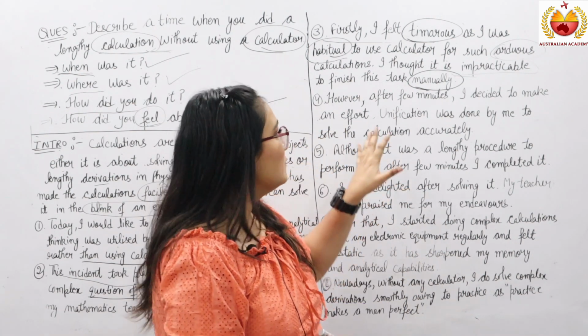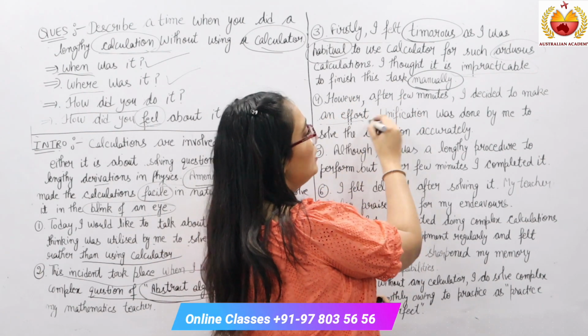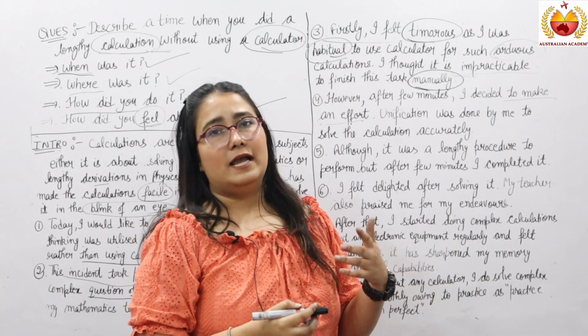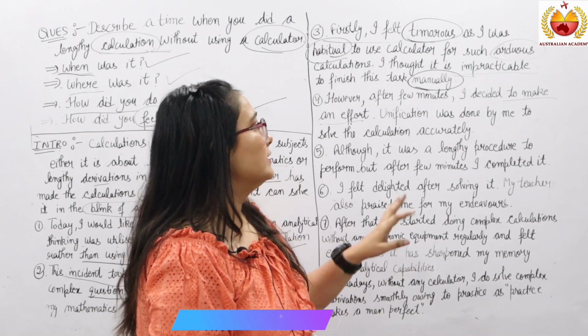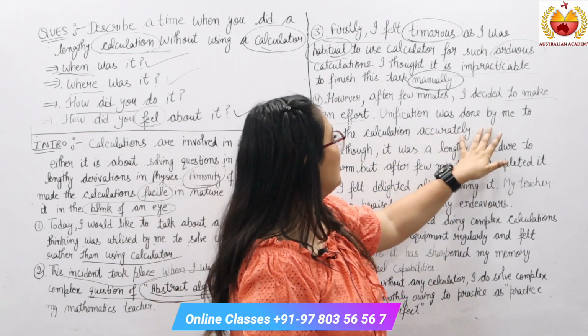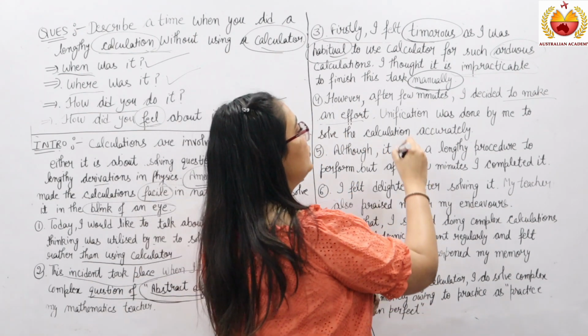After that, what happened? However, after a few minutes I decided to make an effort. So I thought, why not make efforts? Even if it would be wrong, at least I should give it a try. So we can say I decided to make an effort. Unification was done by me to solve the calculation accurately. What is the meaning of unification?